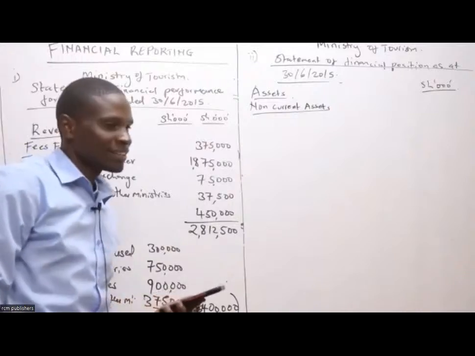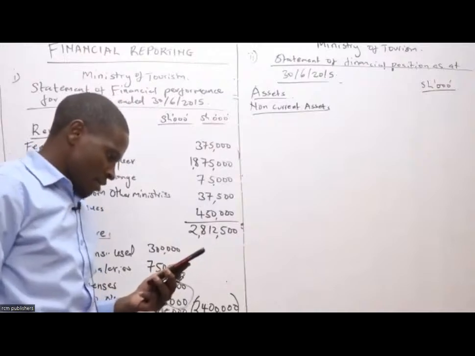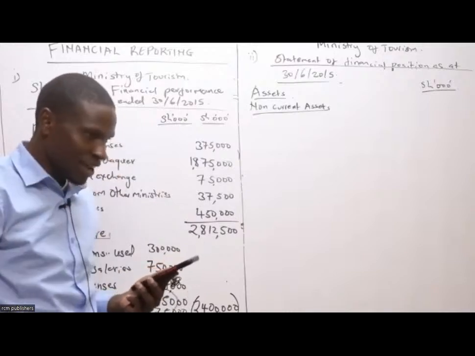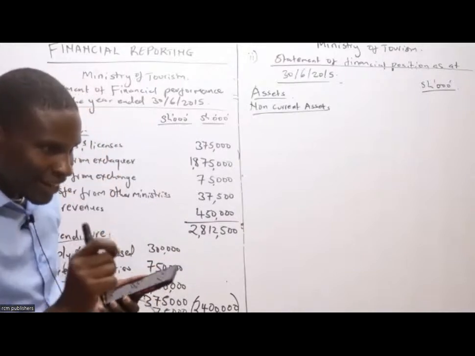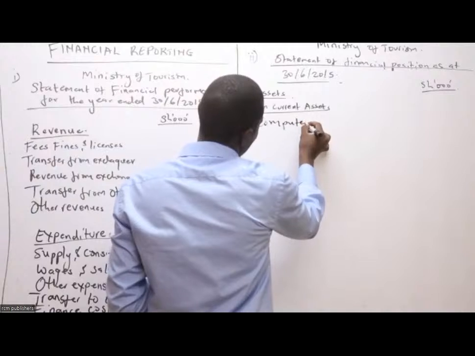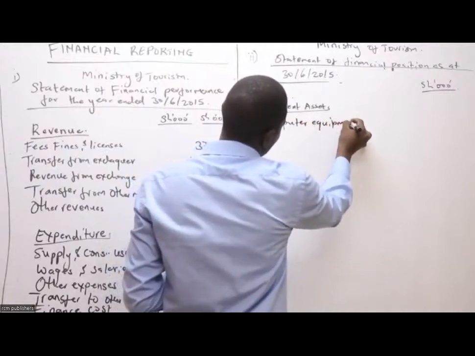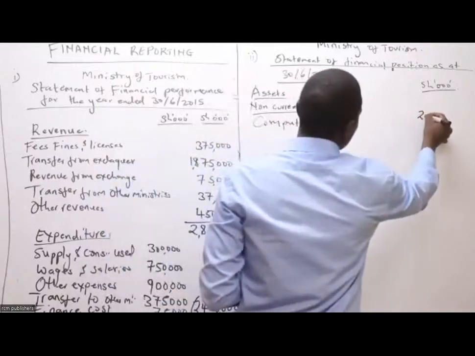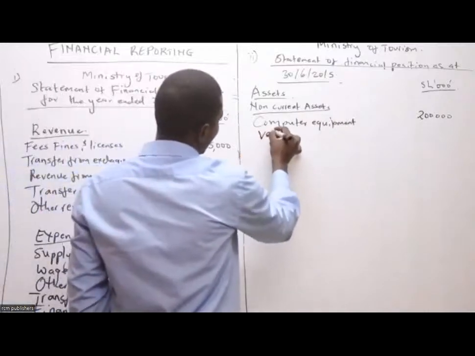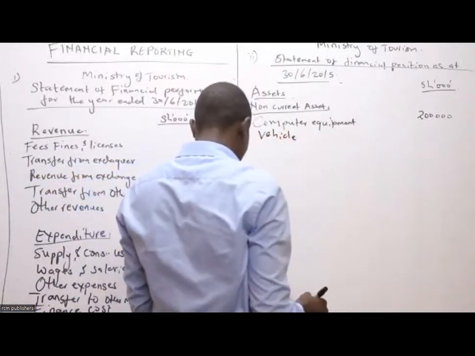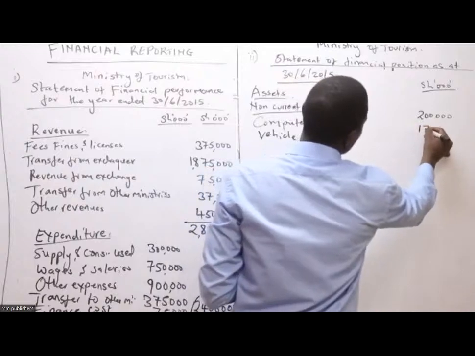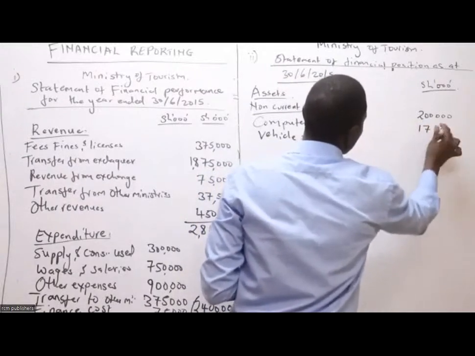Give me some of the non-current assets that you can identify. For instance, for me, I've identified computer, vehicle. Rhea has also identified vehicle, computer equipment. It has 200,000. What else? Lea has identified vehicle. And the vehicles, how much are they? 175,000.